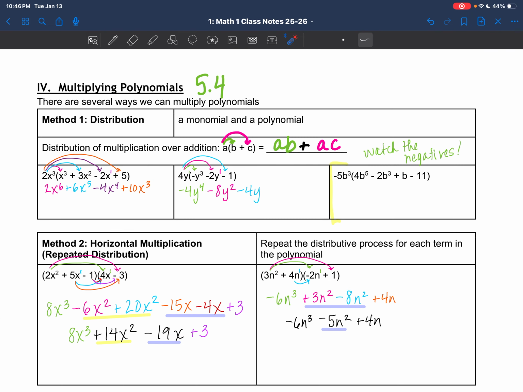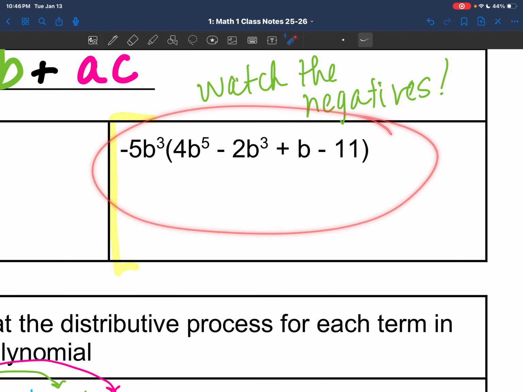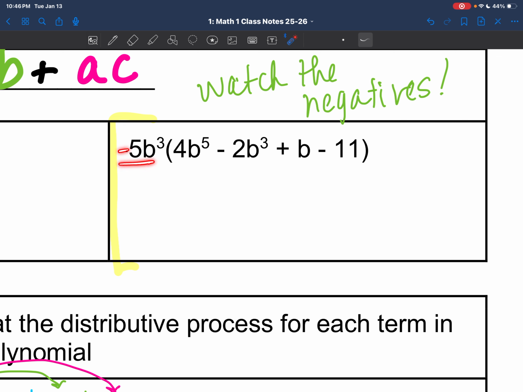All right, I want you to go ahead and try this one. Now be careful, you do have a negative here. So just watch your signs when you're multiplying, but you're going to go here, here, here, and here.